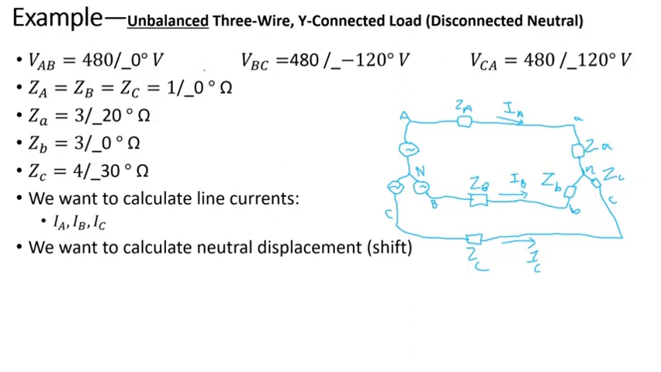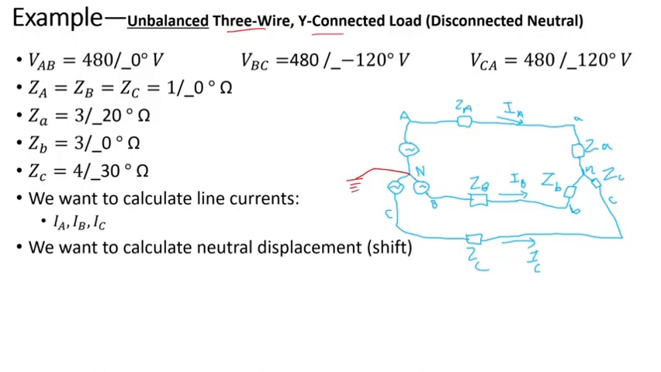So let's assume we have an unbalanced 3-wire Y connected load. You can think of it as the neutral probably existed, but somehow it got disconnected for whatever reason. So either the neutral was there and it somehow became disconnected, or the neutral actually was not there. For now, let's assume the source is grounded as a reference.